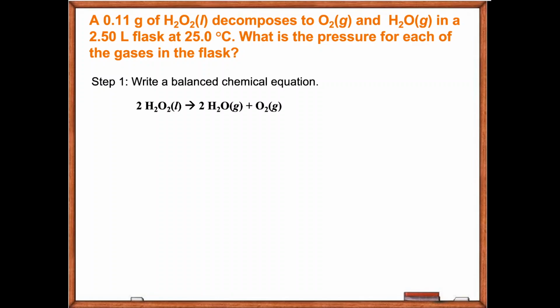Okay, so here's another one. We have 0.11 grams of H2O2, hydrogen peroxide, that decomposes into oxygen and H2O in a 2.5 liter flask at 25 degrees C. We want to know what the partial pressure is for each of the gases in the flask. Give this one a try and let's see what you come up with.